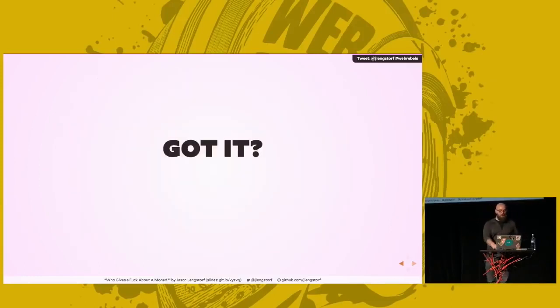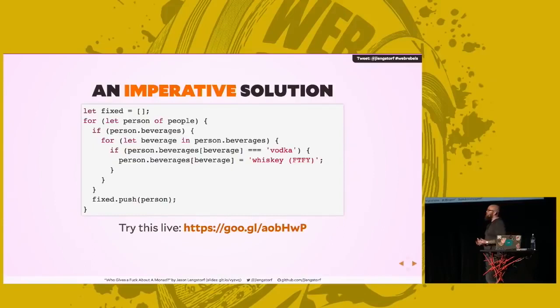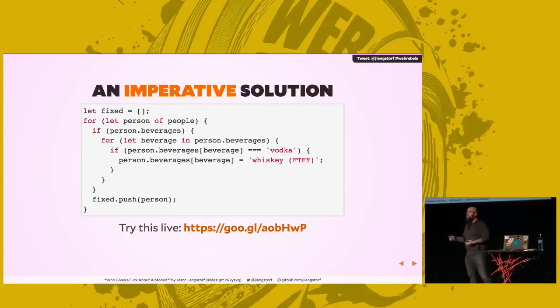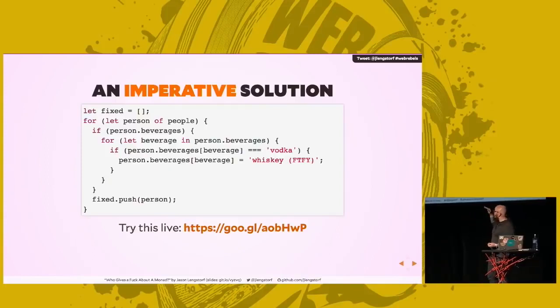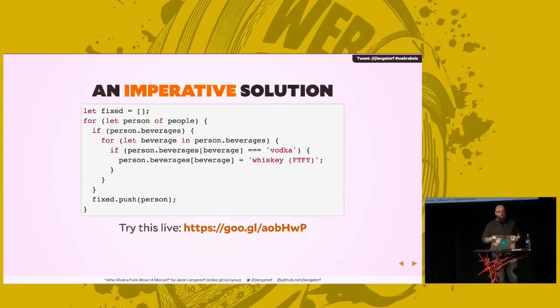Everybody with me? So let's take a look at some code and actually fix that beverage list. So the first way we're going to do it is we're going to look at doing it imperatively. And so you can see here, what we're doing is we're setting up a for loop, then we're setting up an if, and inside of that if, we're setting up another for loop, and then inside of that, we're setting up another if. And ultimately, what we're trying to do is decide, for each person, if the person has beverages, loop through the beverages, see if that beverage is vodka, and if it's vodka, fix it.